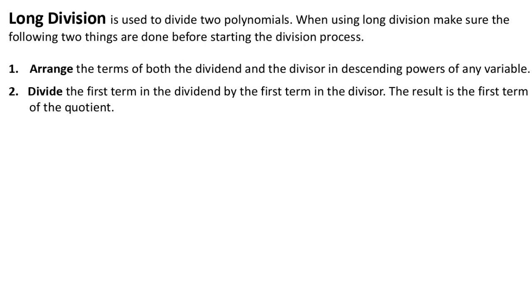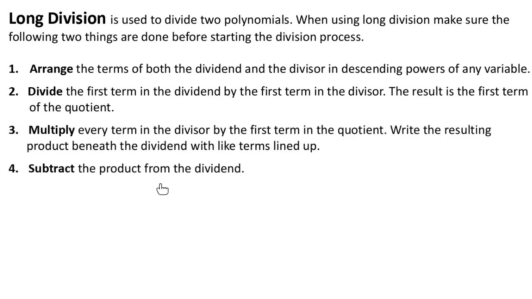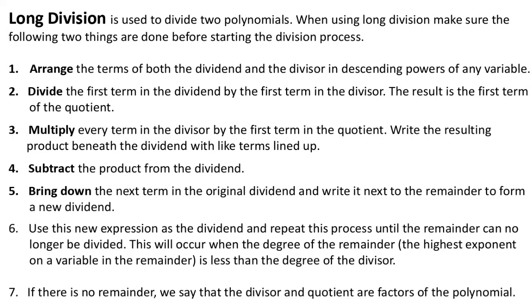And so to do long division, these are the steps that we're going to be taking. And it really works like if you were just dividing two regular numbers. So the first thing you want to do is arrange the terms in descending powers. Then we're going to divide the first term of the dividend by the first term in the divisor. And I'll explain what all of those terms mean in the actual example. And then we're going to multiply every term in the divisor by the first term in the quotient. And then we're going to write that beneath and subtract. And then we repeat the same cycle.